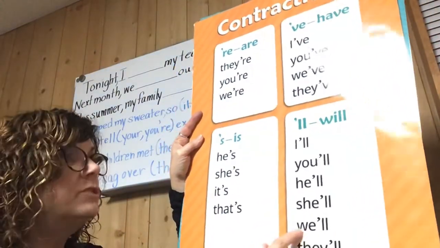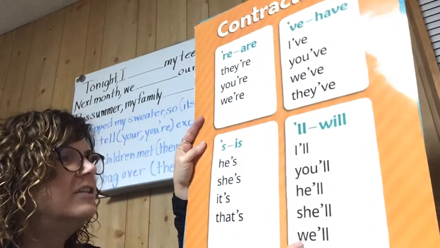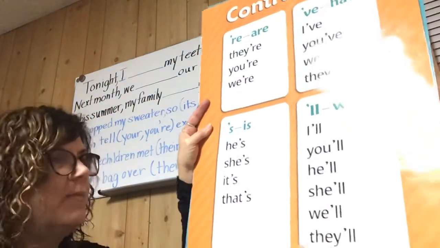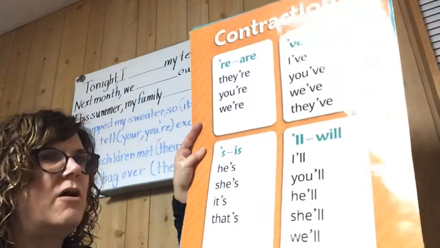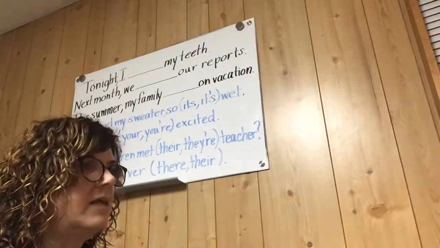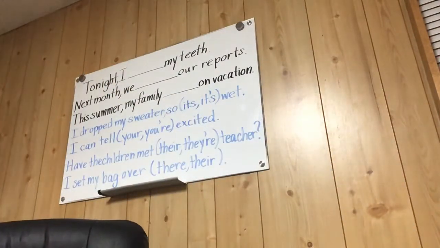We will becomes we'll, we'll go with you now, all of we, apostrophe LL. And they will becomes they'll, all of the word they, apostrophe LL. They'll listen to your story now. All right, so those are contractions that will be on the test.